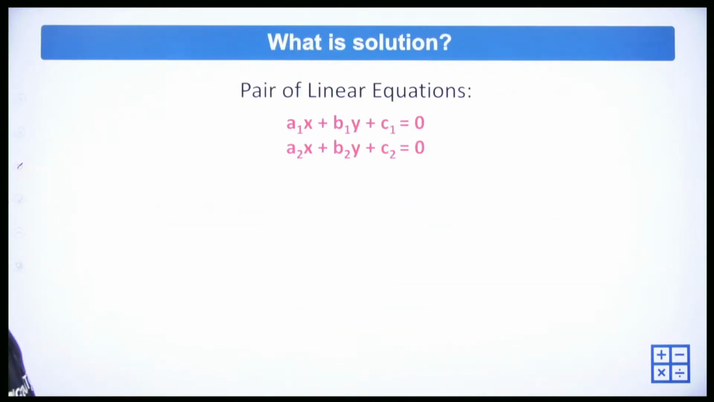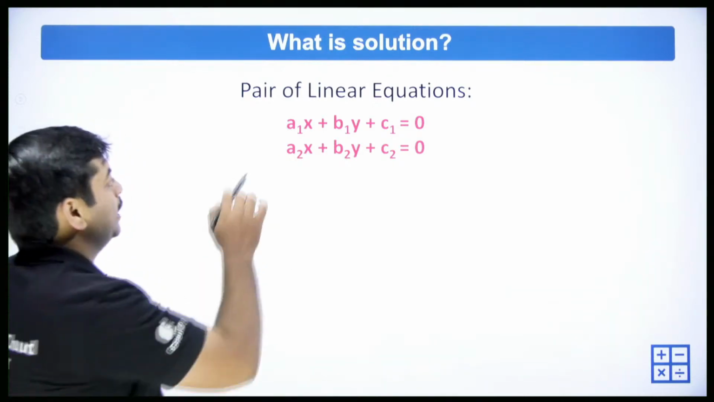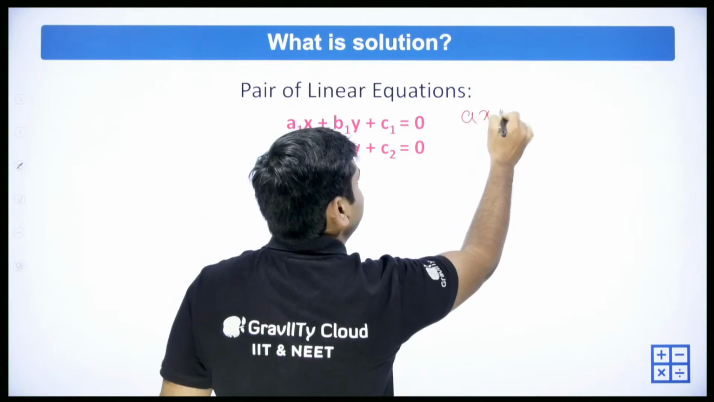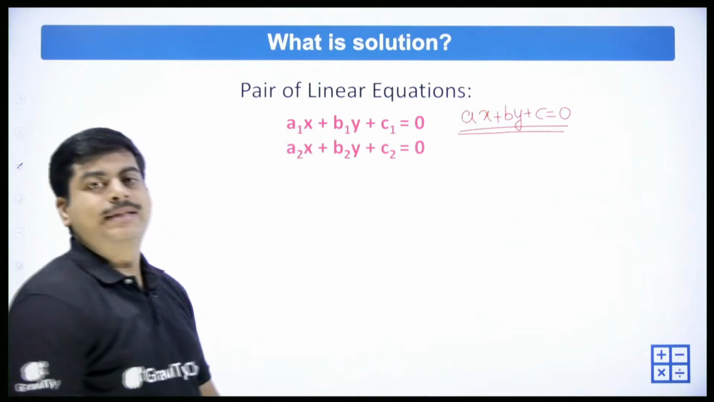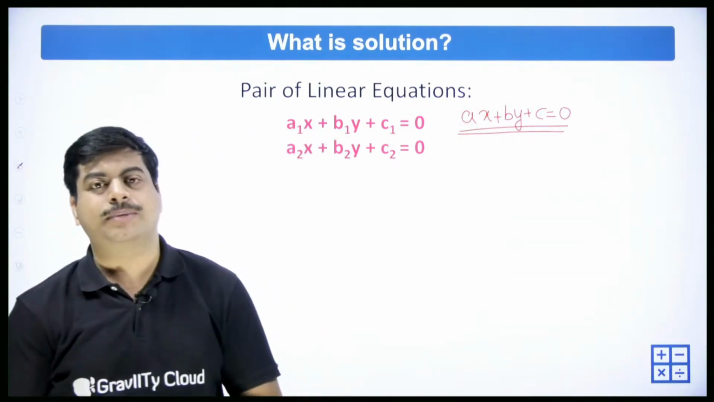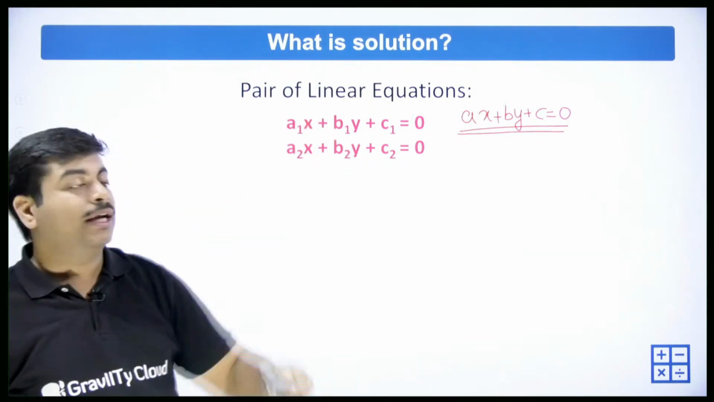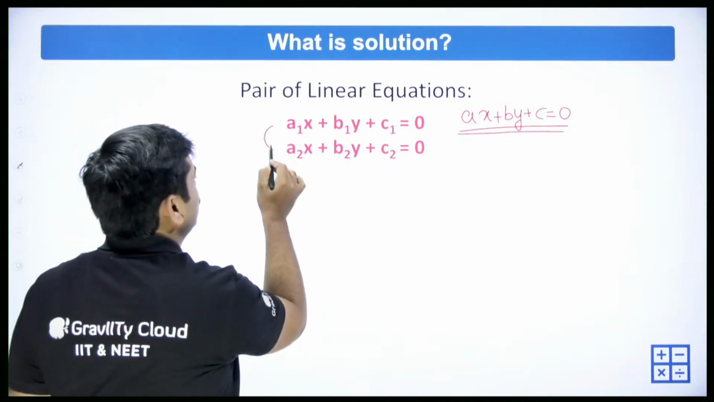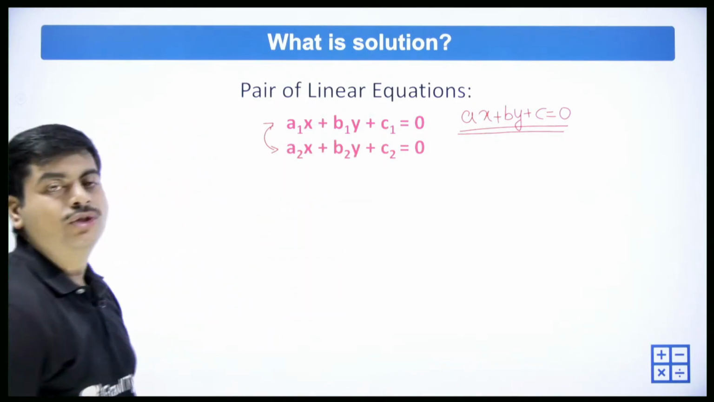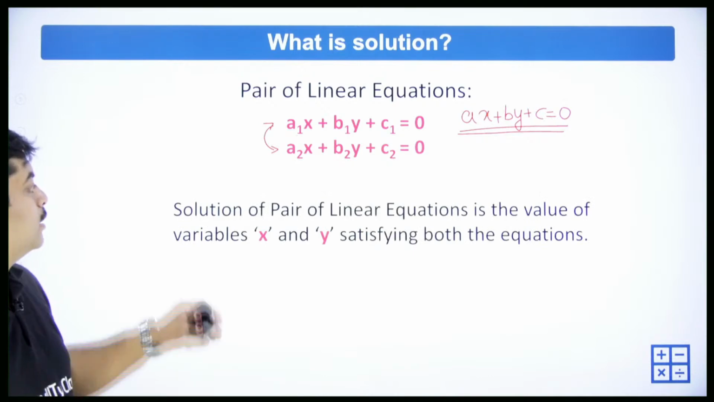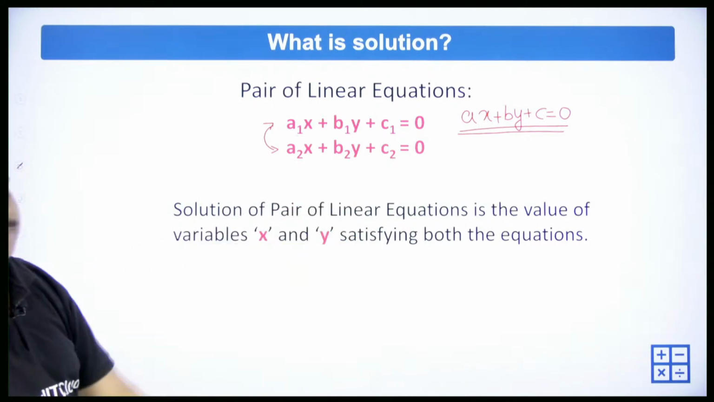So let's see more information about the pair of linear equations. This is the standard form: ax plus by plus c equal to 0. This is the standard form of the representation, right? And as we have a pair of linear equations, to differentiate between these two, we write a1 b1 c1 and a2 b2 c2. These are two individual linear equations.